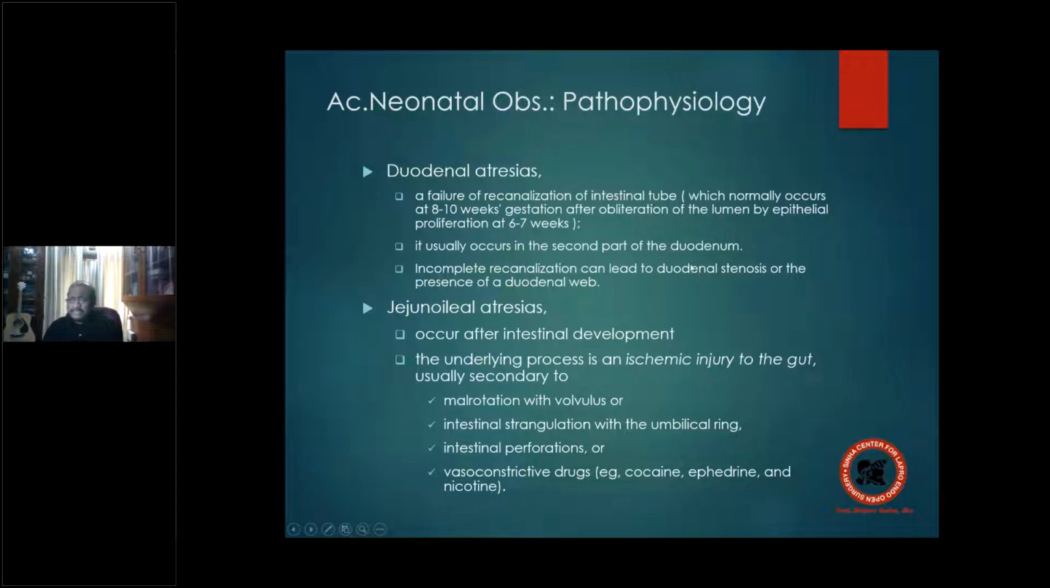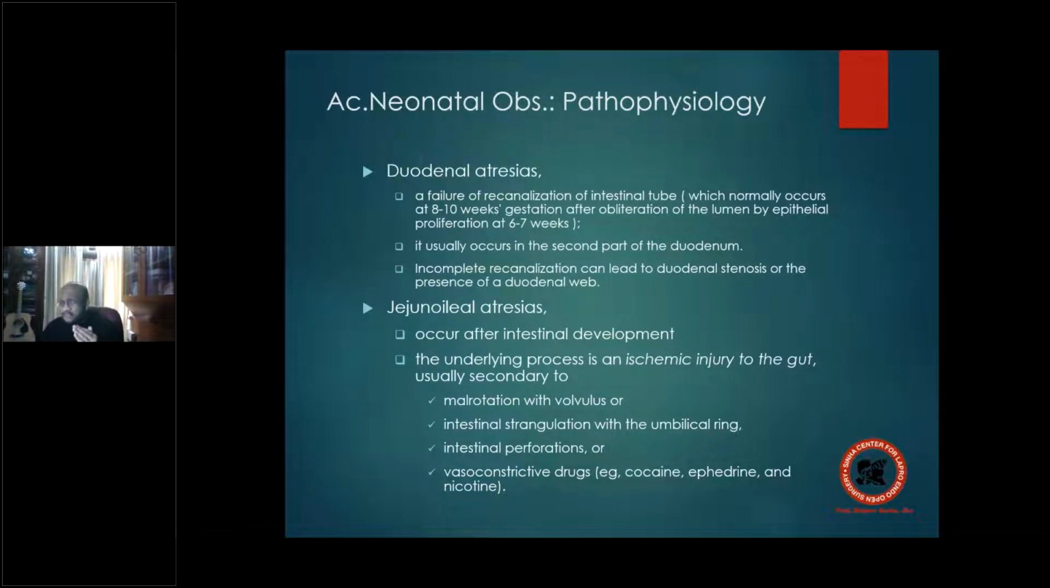Incomplete recanalization can lead to duodenal stenosis or presence of a duodenal web. So if it has partially recanalized, you can have a web. If it is totally recanalized, no problem. If it is absolutely not recanalized, then you have the atresias.